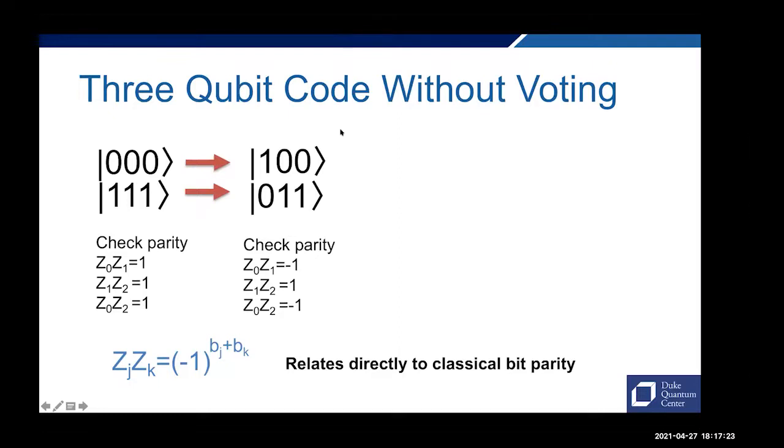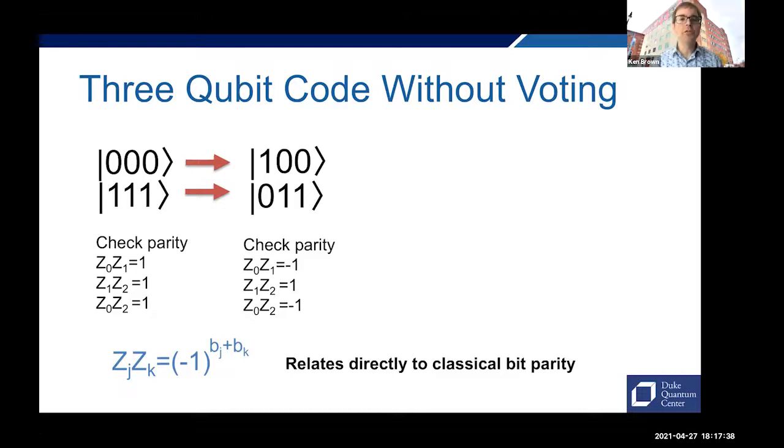Another question is, what does B_J in the exponent of Z_J tensor Z_K mean? Oh, so it just labels the bits. B_J is the classical value of the bit J. Z_J is the Z operator on qubit J. And it turns out this product is equal to these bit values in that basis state.